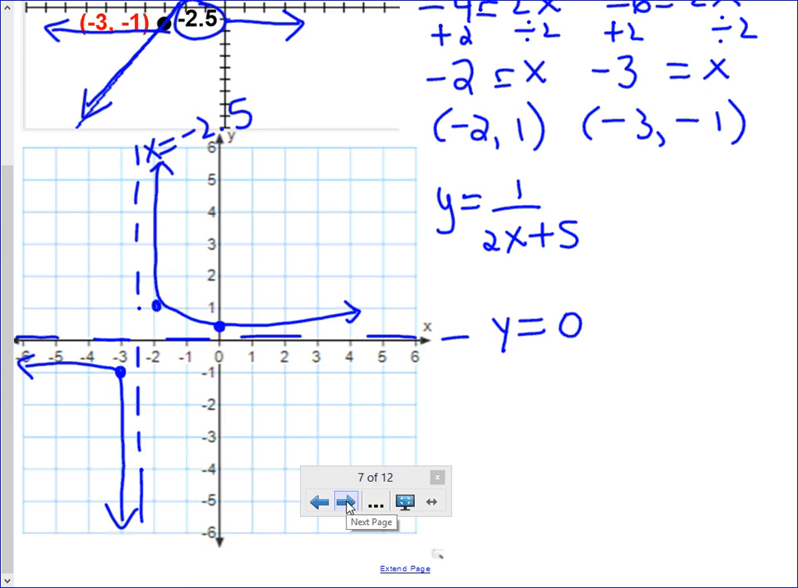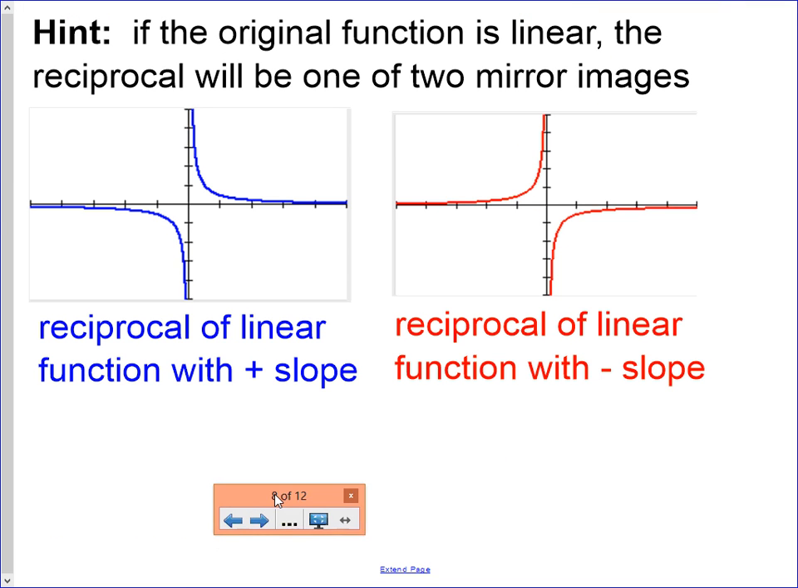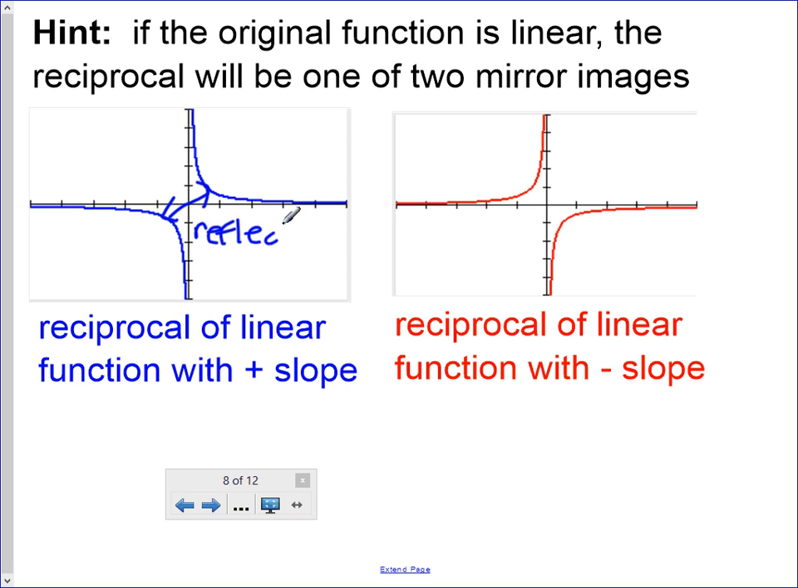So let's look at in general what linear graphs are going to look like. So if I start with a linear graph and I take the reciprocal, it's going to be one of these two pieces. Notice that these two pieces are reflections of one another. We have a positive piece and we have a negative piece. Same thing here, reflections of one another. So it's always going to look like that.